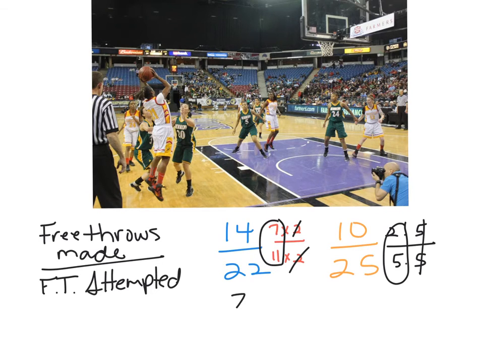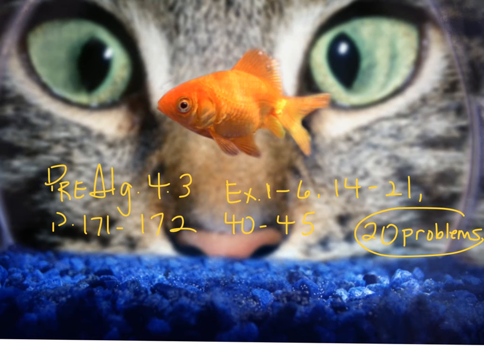So 7/11 does not equal 2/5. These are not equivalent fractions. They're not the same. And by same, I mean you can't simplify them to get to be the same thing at all. These are their simplest forms and they do not match.